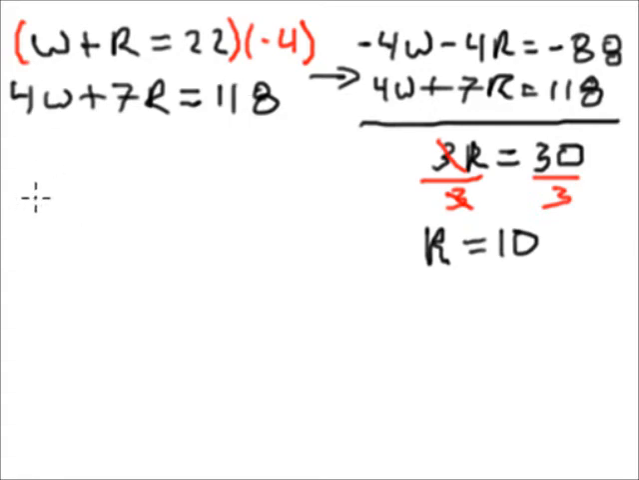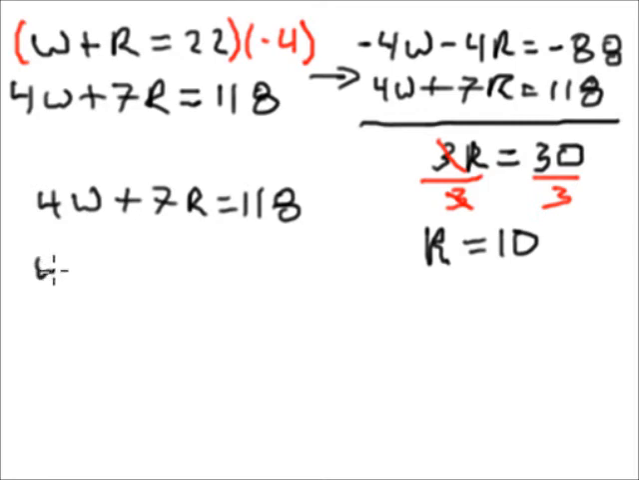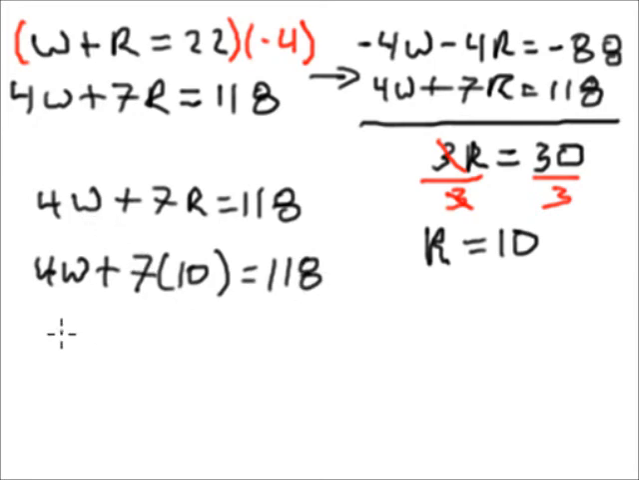I'll go ahead and use the second equation. So 4W plus 7R is equal to 118. But we have R. R is now 10. So what I can do here is substitute R as 10. Okay. And so that leaves me with 4W plus 70 is equal to 118. Now most of you watching would have used the first equation because it was easier. I understand that. I just felt like doing the second one.